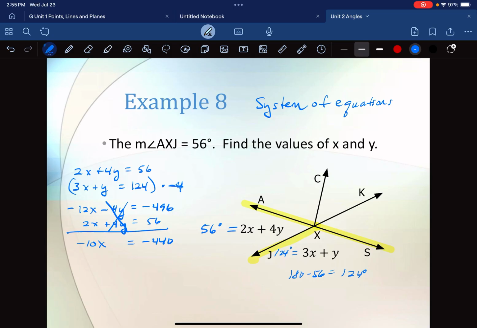Okay. And you divide by negative 10 and you get 44. So x is 44. And then to find y, you can just plug that back into one of the equations. Well, I'll take the second equation, 3 times x, which is 44. So I'm using this equation here. Plus y equals 124. Well, 3 times 44 is 132.